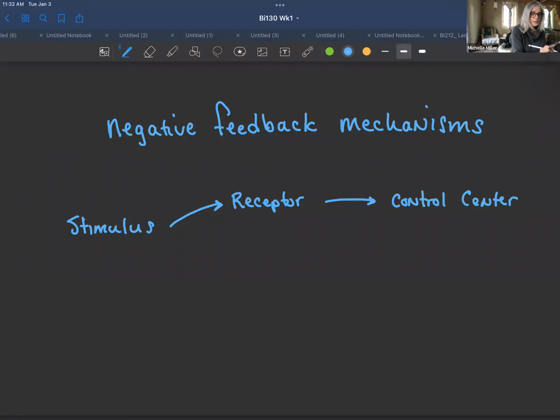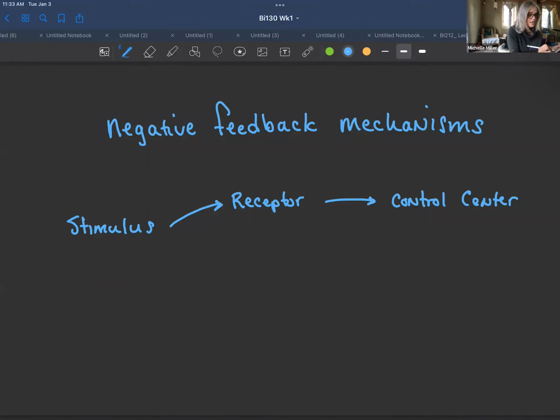And for things like blood pressure and heart rate and breathing rate, that is oftentimes the part of our brain that is referred to as the medulla oblongata or the hypothalamus. So it's the part of our brain that is unconscious. It's not something that we actually have to pay attention to.